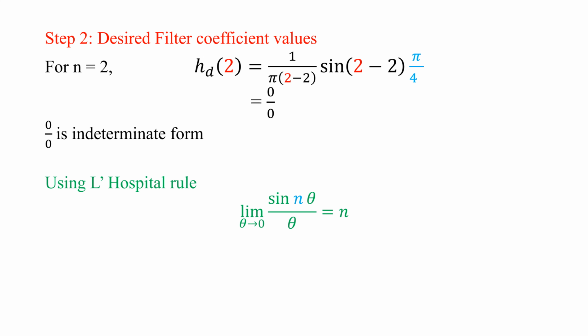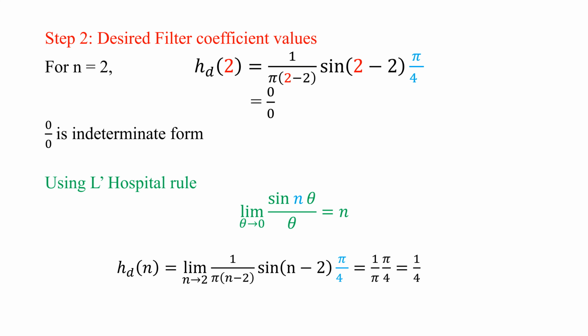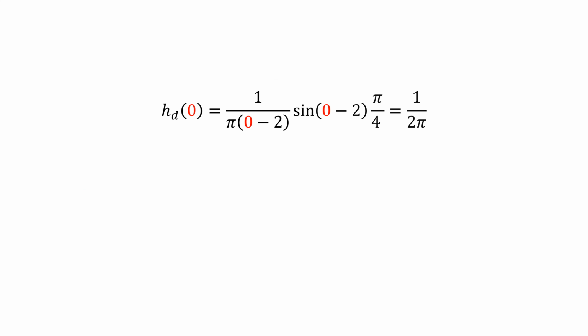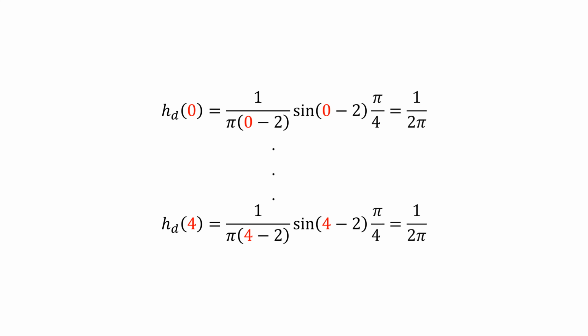The rule is limit theta tends to 0, sine n theta by theta is equal to n. Here n is a constant. So in our problem, n is pi by 4. So we can substitute pi by 4 and we have 1 by pi also. So our answer is 1 by 4. Now we can find the remaining values of hd of n. In the place of small n, we can substitute 0 so that we can get hd of 0. Similarly, we can find some other values up to hd of 4.